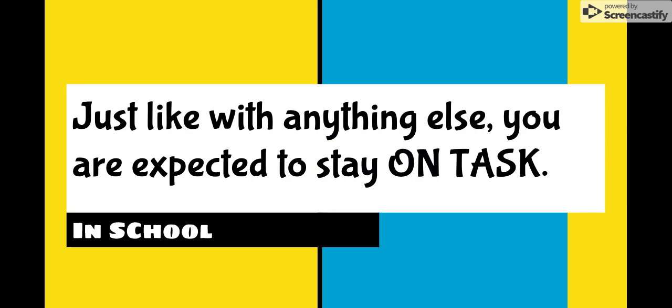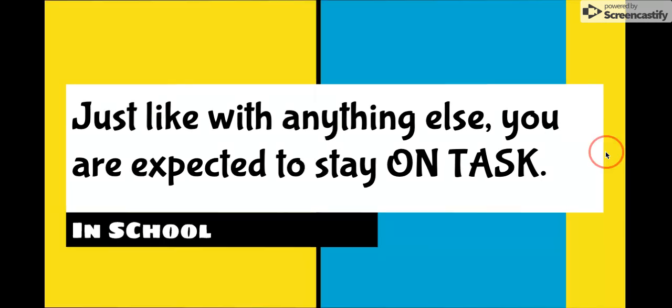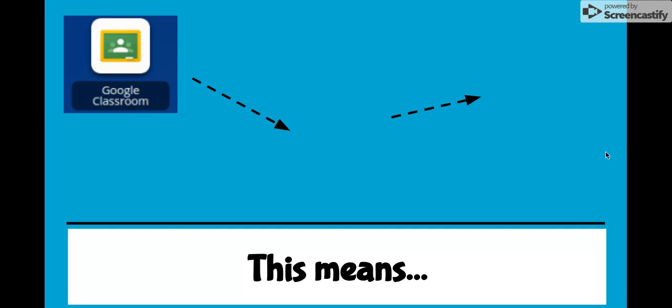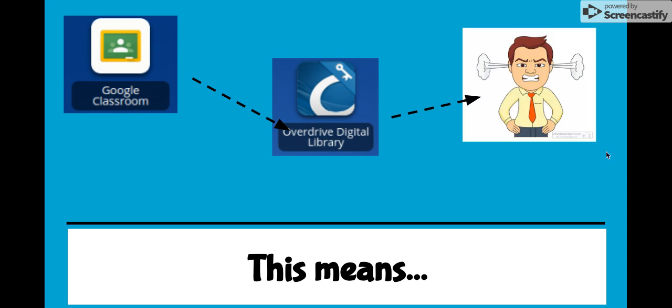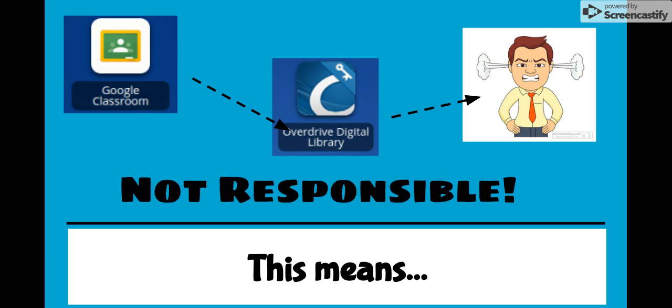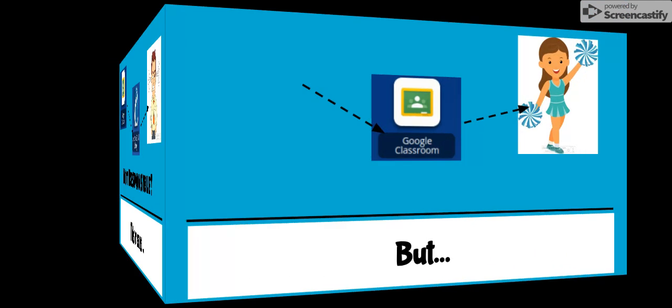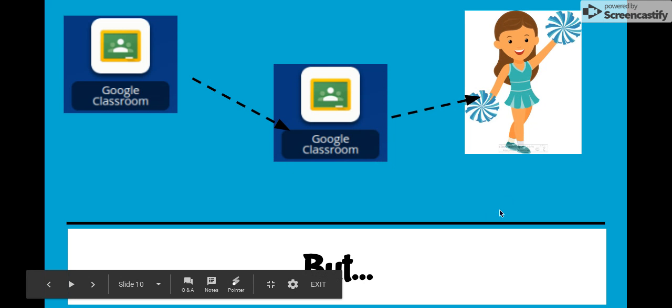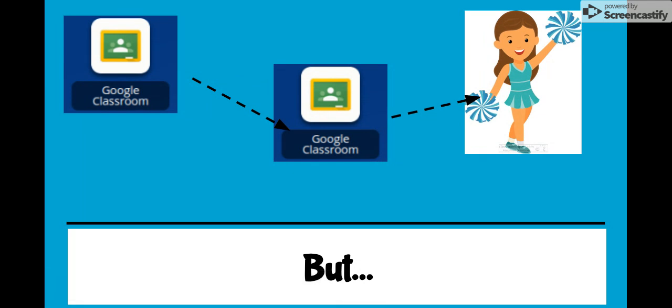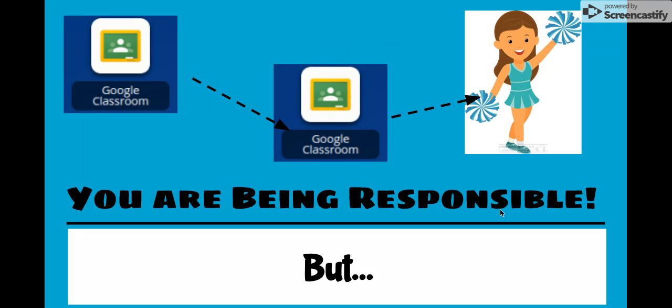Now, when you are in school, just like anything else, you are expected to stay on task. This means if your teacher wants you on Google Classroom and you decide that you would rather read Diary of a Wimpy Kid on Overdrive, your teacher will be very angry because you are not being responsible. But if your teacher wants you on Google Classroom and you are working hard on Google Classroom, your teacher will be so happy because you are being responsible.